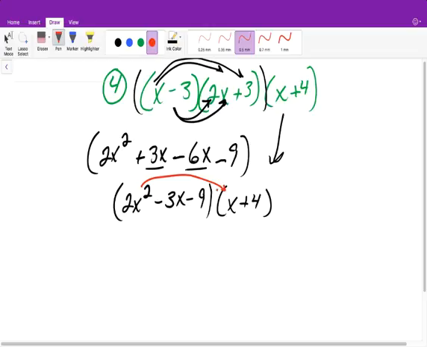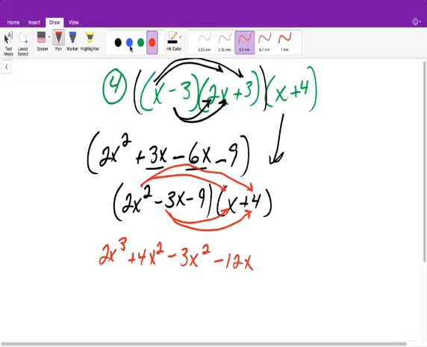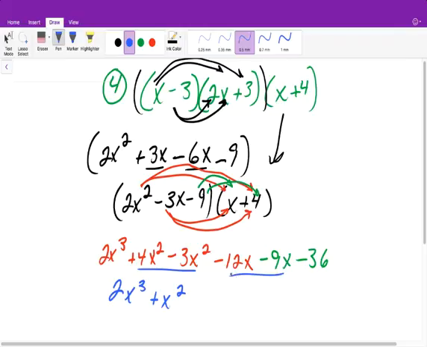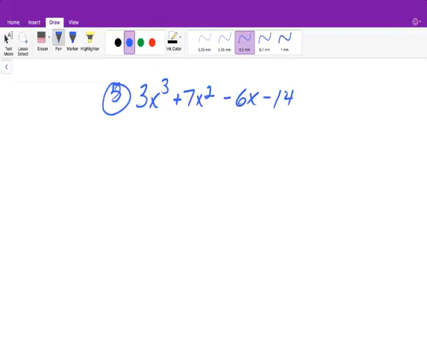Then 2x squared will give me 2x cubed, plus 4x squared, minus 3x squared, minus 12x. And just for the sake of our colors, I'm going to use a different color for this one, so minus 9x and minus 36. Then we will combine our like terms, so we get 2x cubed, plus x squared, minus 21x, and minus 36. Final answer.